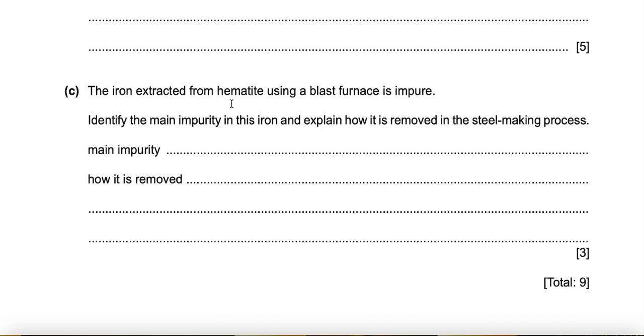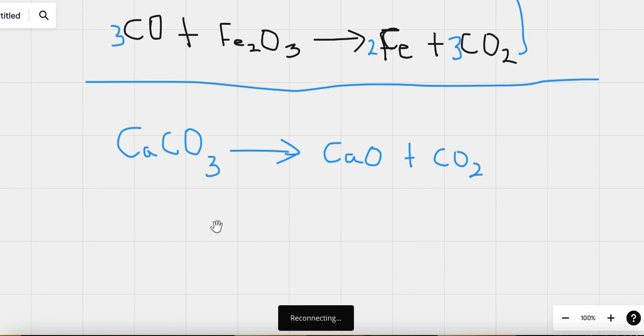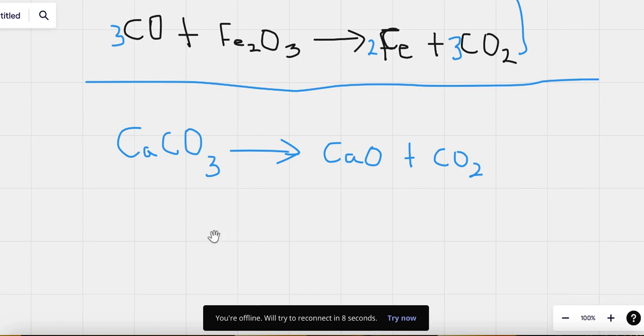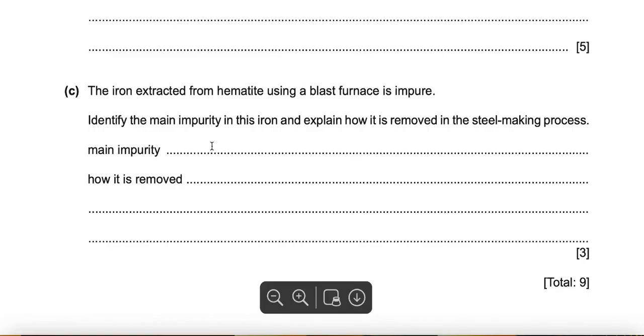Now the iron extracted from hematite using a blast furnace is impure. Identify the main impurity in the iron and explain how it's removed in the steel making process. Main impurity in this case is always carbon. Carbon is the main impurity, right? Okay, the main impurity, we just state the answers. The main impurity is the carbon. How is it being removed?